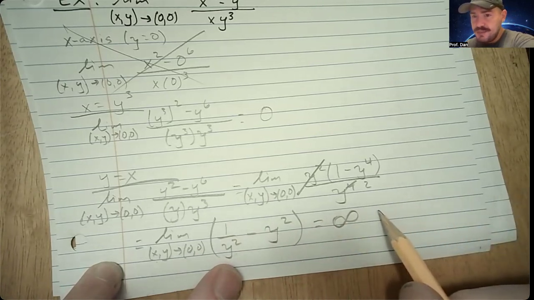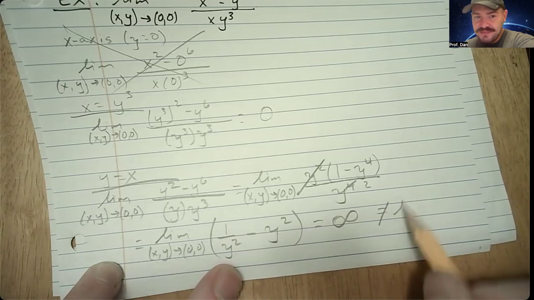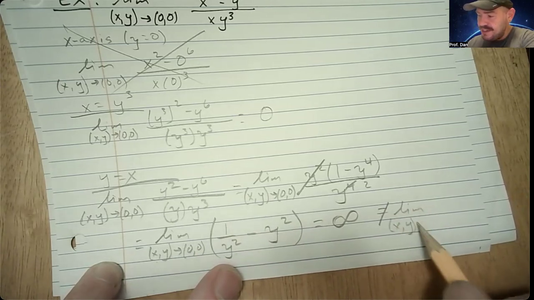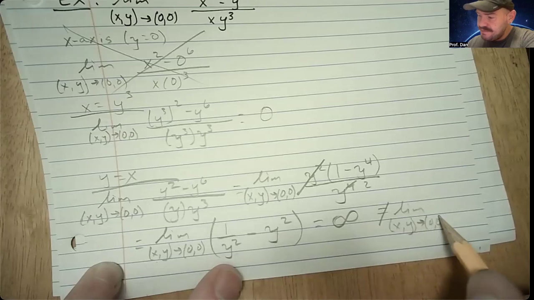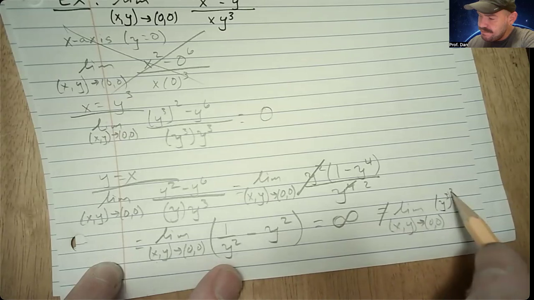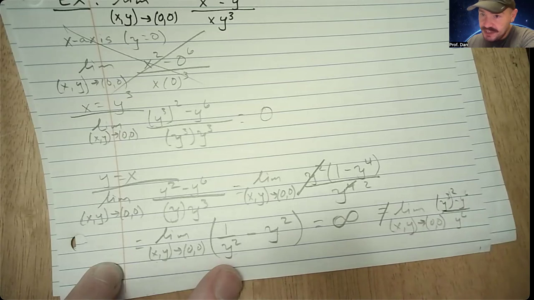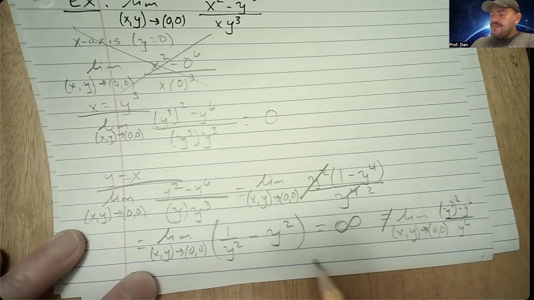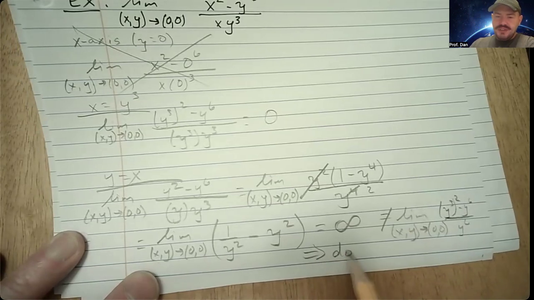which is not the same thing that I got for the other limit I did. Not the same thing. Because these are different, that means that the limit does not exist.